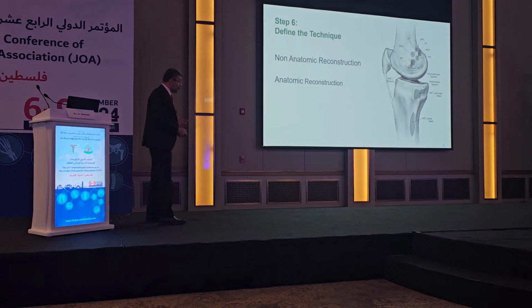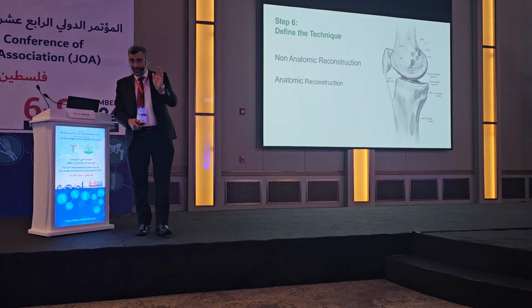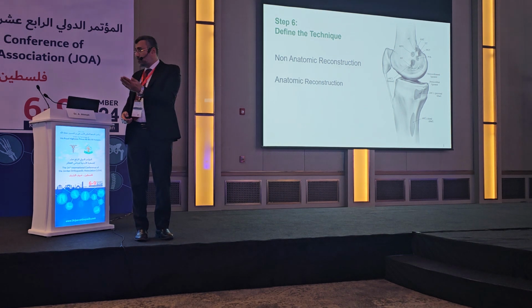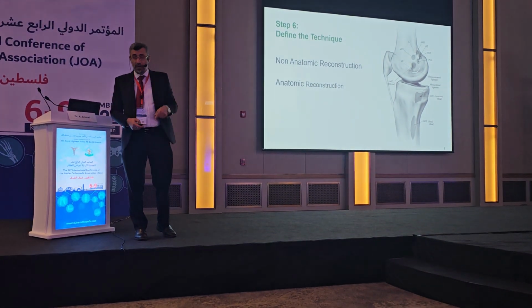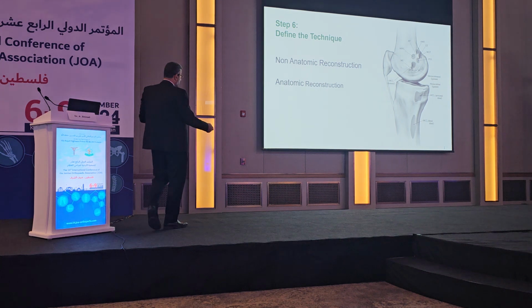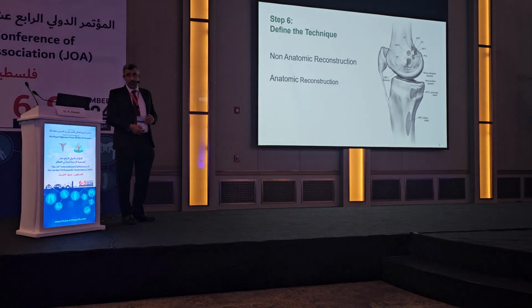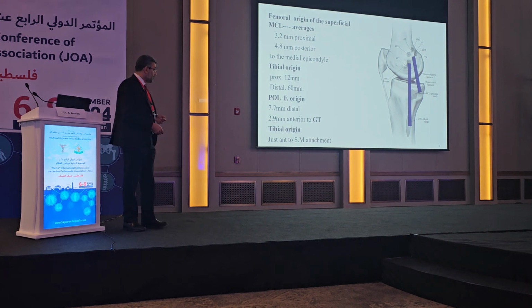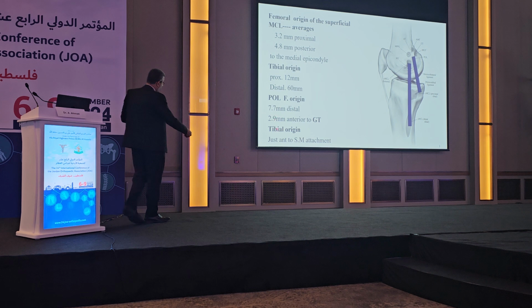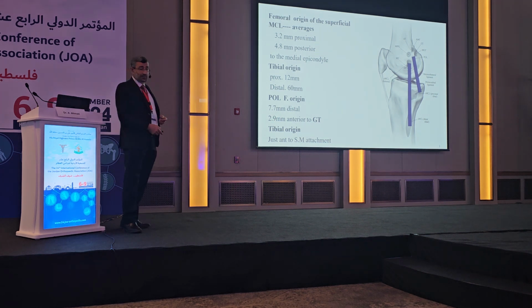Now, define the technique. You have to know all these points. You have to have this picture, and I myself will review before I go. If a long time has passed since I did the surgery, I go back and review the points. So you have to know where the origin and insertion of each ligament are, and you have to decide non-anatomic or anatomic reconstruction. Look, if you want to do anatomic, it's like this. So this is double bundle anatomy, and you should know all these measurements or distances. Okay, so make a photo.